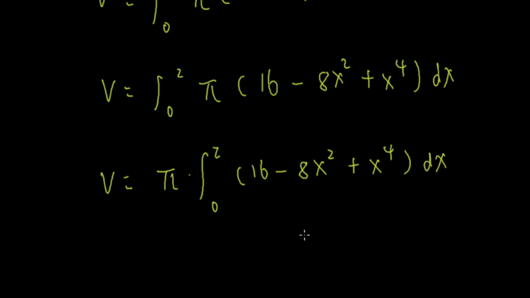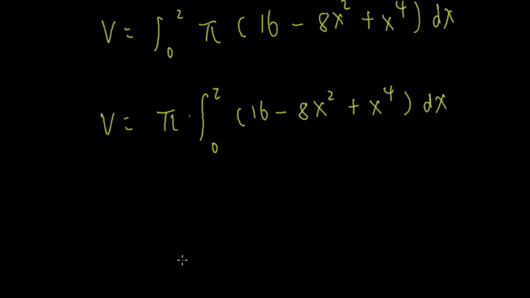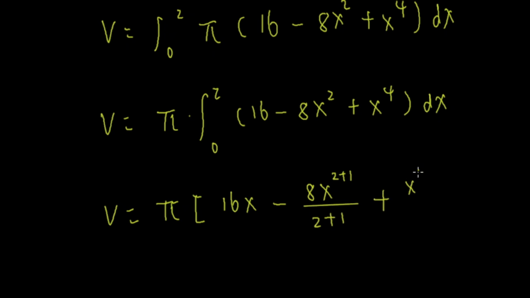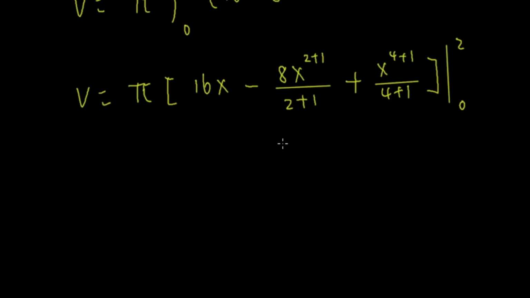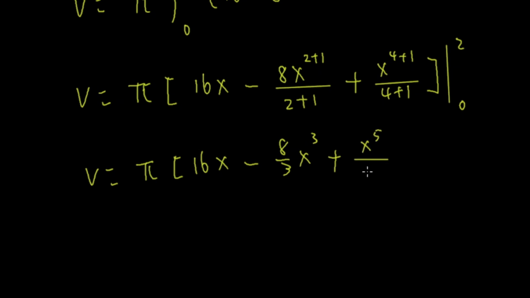Now, this is just a basic integral because it's subtraction and addition. So we know that's equal to pi times, add 1 to the power and divide by the new power. In this case, it will be just 16x minus 8x to the power of 2 plus 1 divided by 2 plus 1, plus x to the power of 4 plus 1 divided by the new power, evaluated from 0 to 2. Okay, now let's rewrite this. The volume is equal to pi times 16x minus 8 over 3 x cubed plus x to the 5th divided by 5, evaluated from 0 to 2.